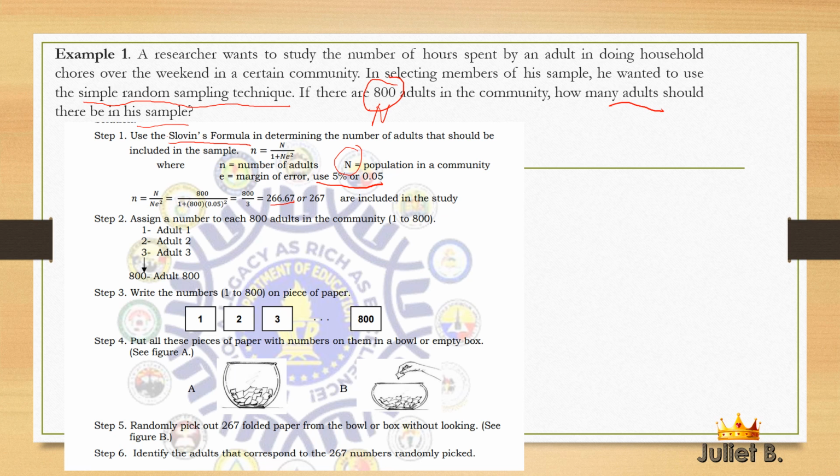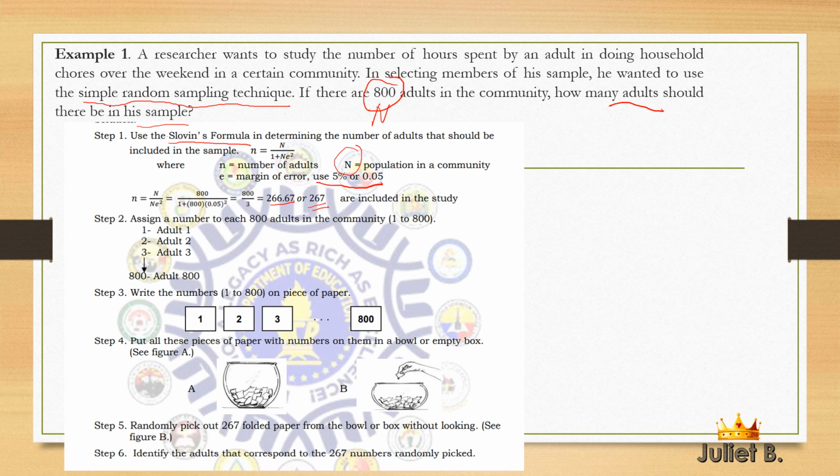or 267 kasi wala namang tao na 0.67. So rounding it down to the nearest whole, the total number of adults that there will be in a sample is 267. Now that he determined how many adults will there be in a sample, saka na natin gagawin yung random sampling technique. Yung simple random sampling technique.